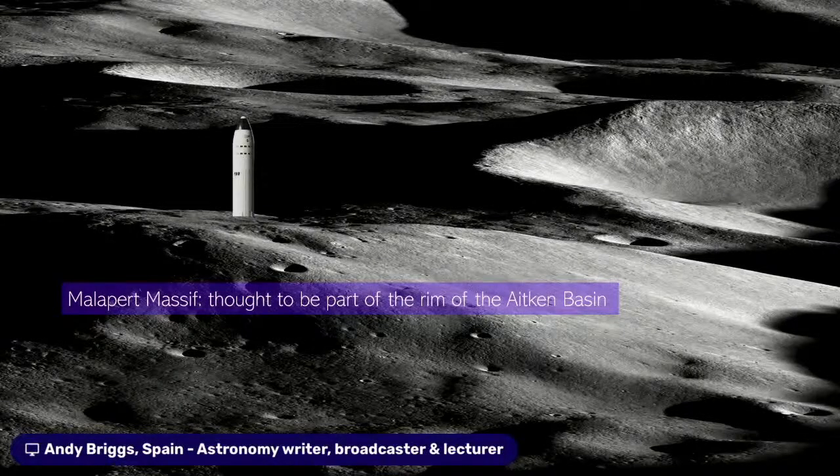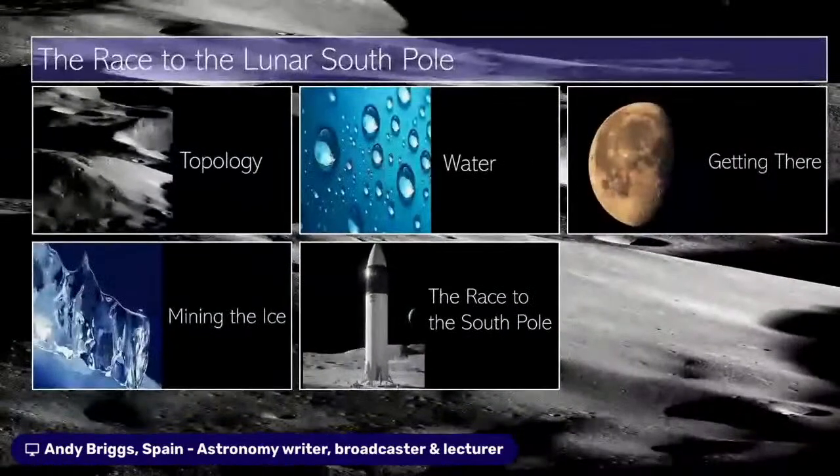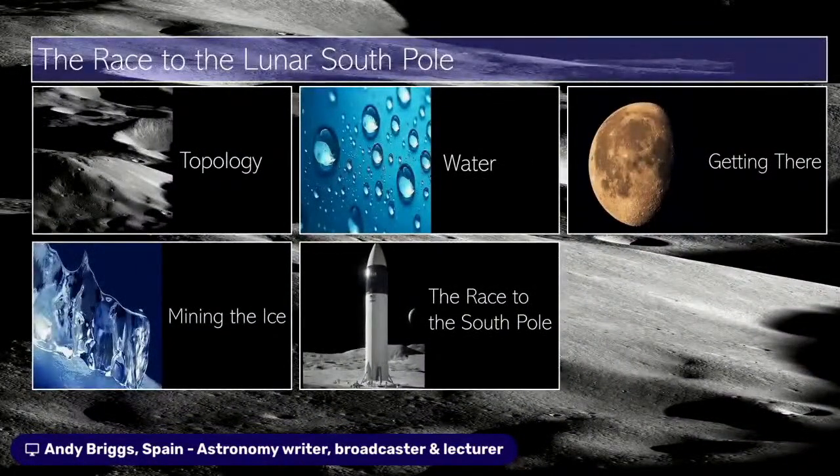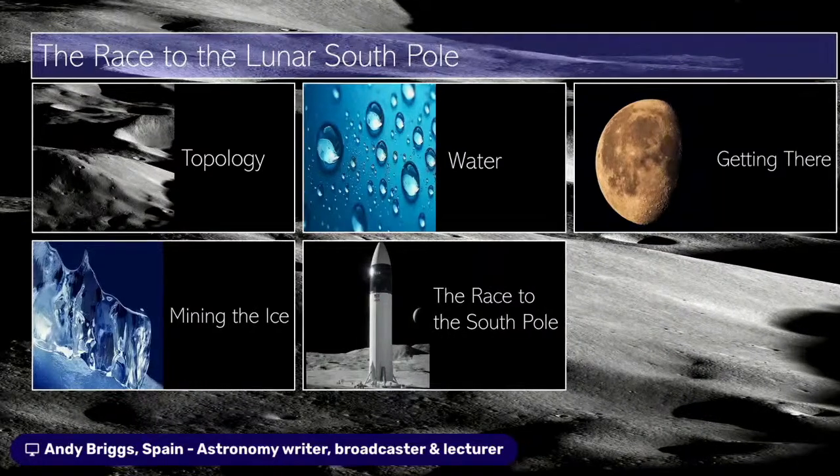It's thought to be actually part of the rim of the Aitken Basin, that massive impact crater basin that is mainly on the far side of the moon. But the Malapert Massif is thought to be part of it. And hopefully in 2025, this is where NASA will land. Assuming that everything goes well, they want to get at the water.